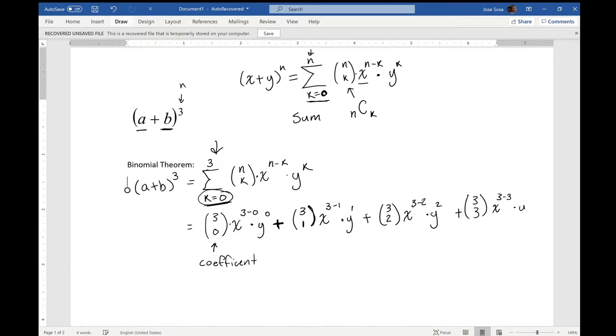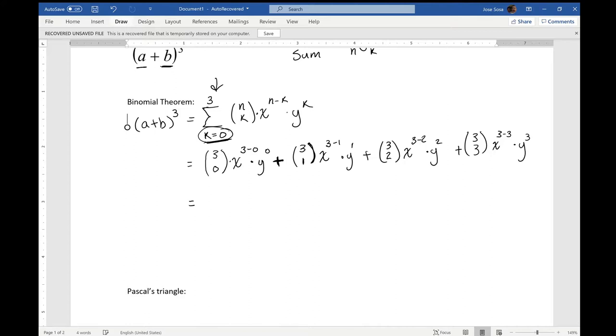And remember, these dudes are the coefficients, right? 3 choose 3 just happens to be a 1. So here we have x to the third power times y to the zero power. It's just y to the zero, so it's just 1. So I'm not even going to write that. Okay.